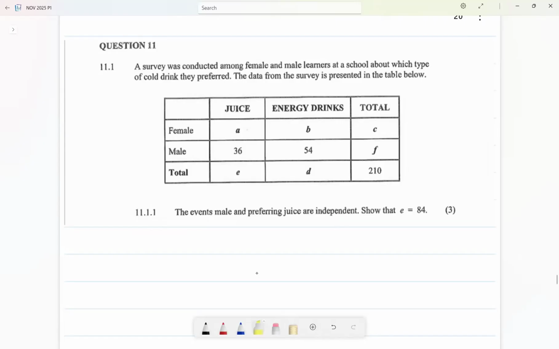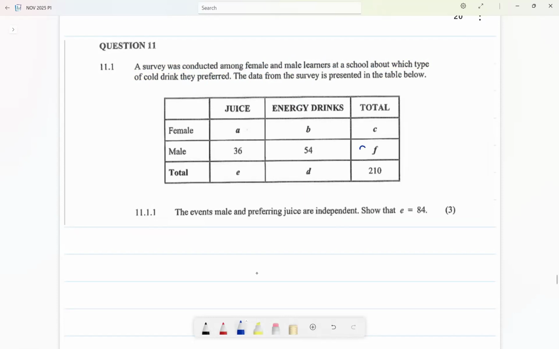Right, let's look at the last question on this question paper. It says a survey was conducted among female and male learners at school about which type of cold drink they prefer. The data from the survey is represented below. This is what we refer to as the contingency table. Okay, this is a contingency table, or we know it from grade 11. So let's see what we can do.